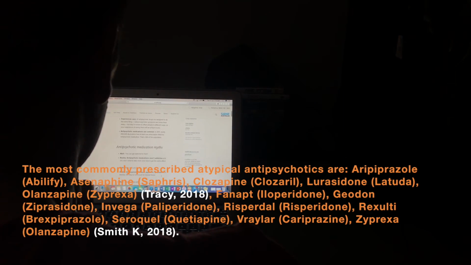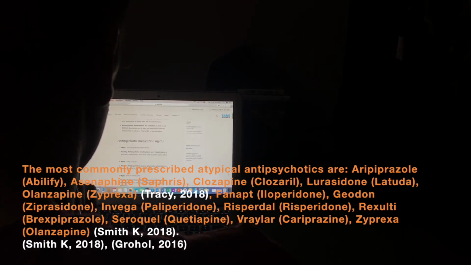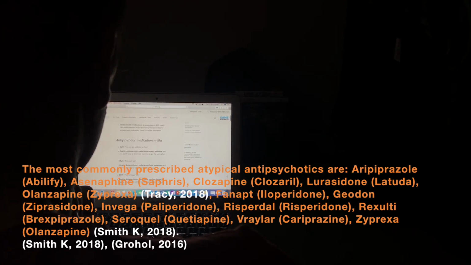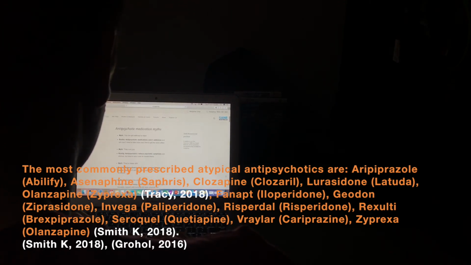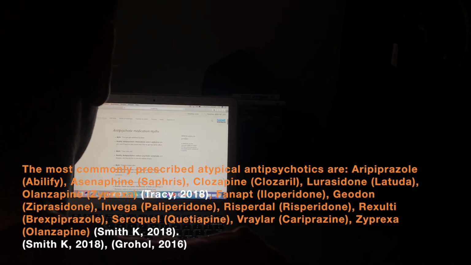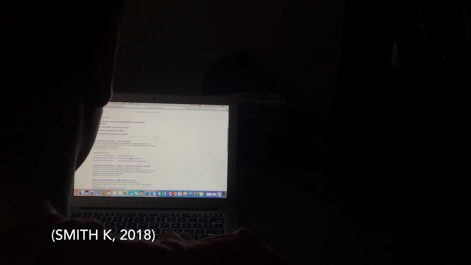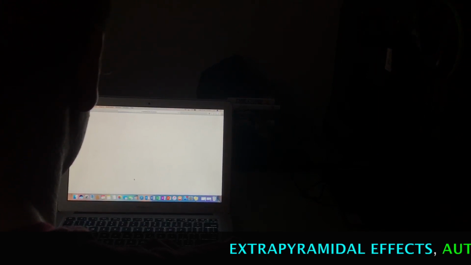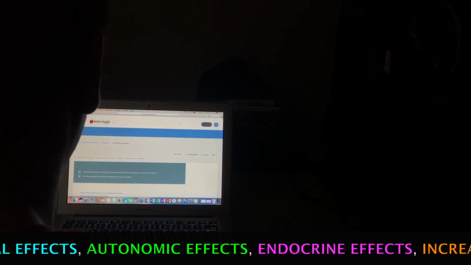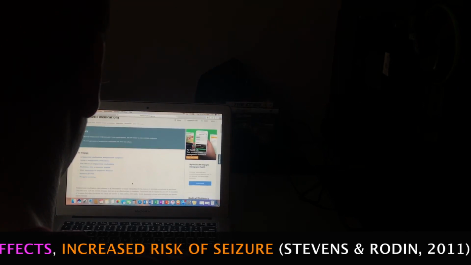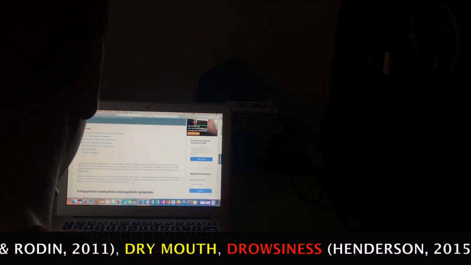Atypical antipsychotics are second-generation or modern antipsychotics and cause fewer side effects, however do tend to increase weight or diabetes due to the increase of hyperglycemia and drowsiness. Typical antipsychotic medications are first-generation antipsychotics, first designed and created in the 1950s. Typical antipsychotics are known to cause both short-term and long-term side effects, some of which include extrapyramidal effects, autonomic effects, endocrine effects, an increased risk of seizures, dry mouth, and drowsiness.